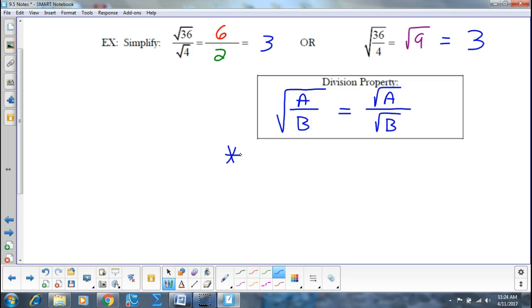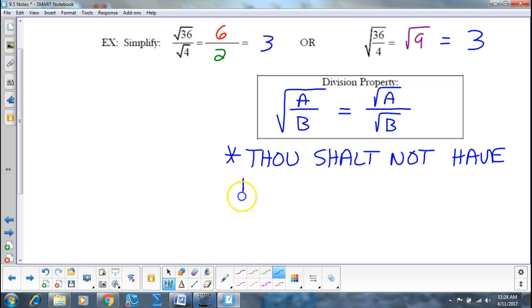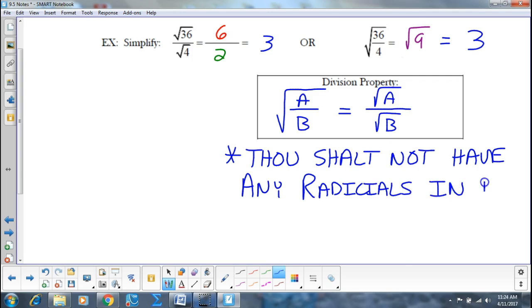Okay? So our commandment is this. Ready? Thou shalt, only because I really like the word shalt, not have any radicals in thy basement.